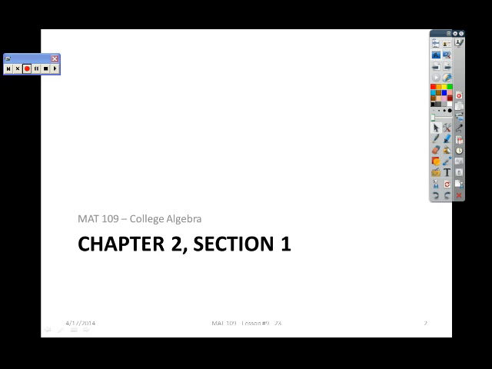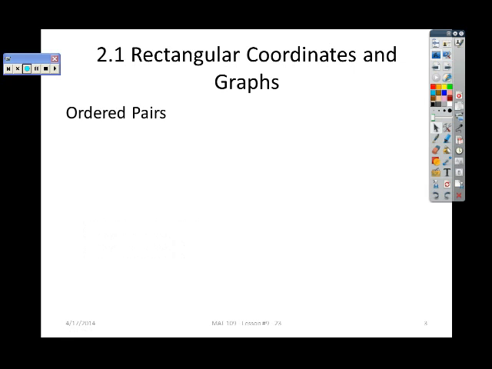Starting Chapter 2. Stuff in Chapter 2, we want to do some quick review of graphing, because you do need to be able to graph. And the things you've graphed previously were probably only straight lines.